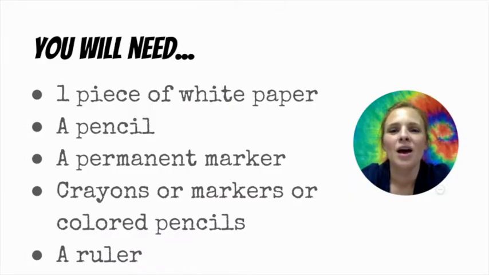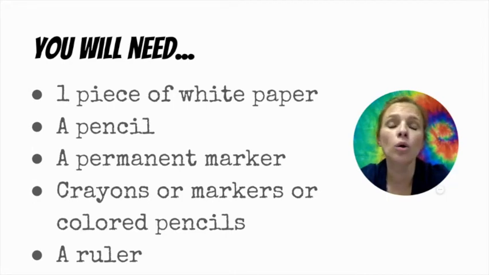Yay! For today's project, you will need one piece of white paper, a pencil, a permanent marker, crayons or markers or colored pencils, basically something to color stuff in with, and it would be super helpful to have a ruler. But if you don't have one, you can just wing it and try to make the straightest lines you can. But yeah, try to have a ruler, okay? Okay, get your stuff, pause the video, yeehaw!